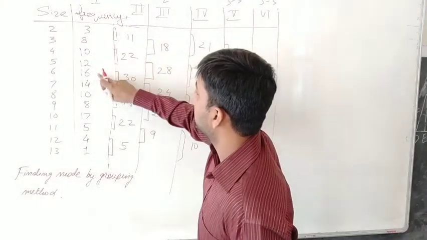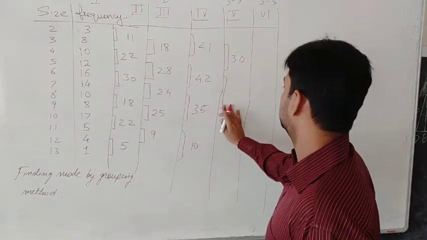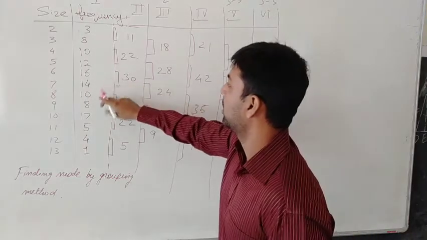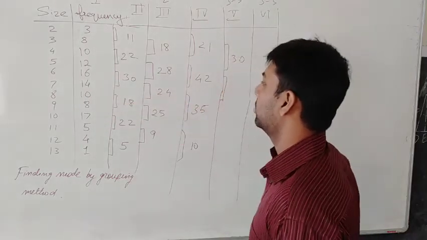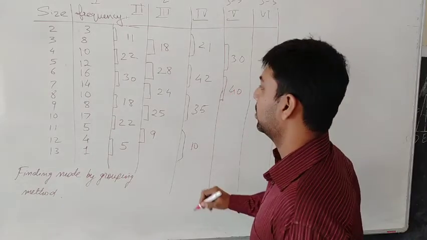8, 10 and 12. Then 16, 14 and 10. So 16, 14 and 10. Let us put it here only. 16, 14 and 10. What will be the value here? It will be around 30 and 40. 40 it will be. Okay.